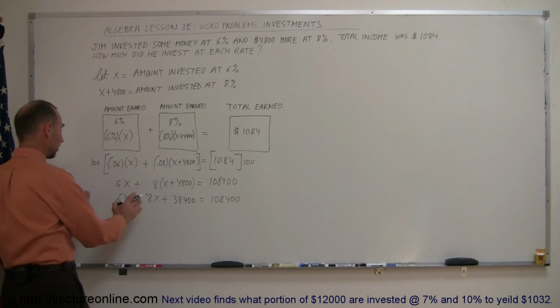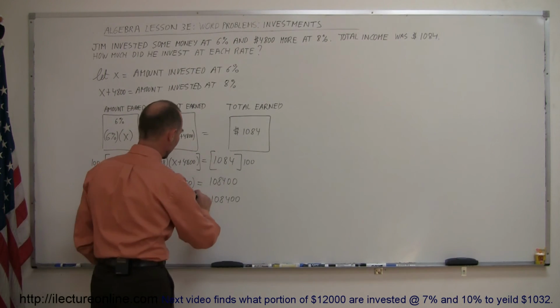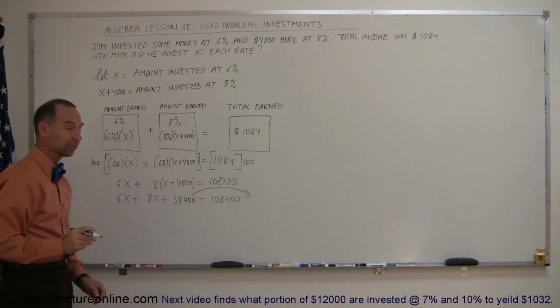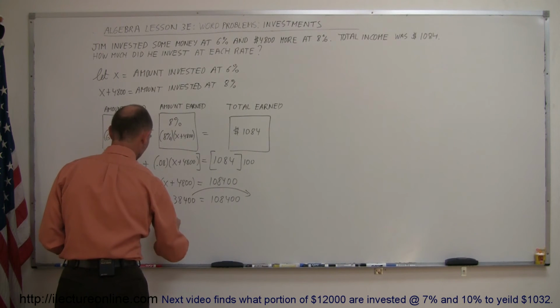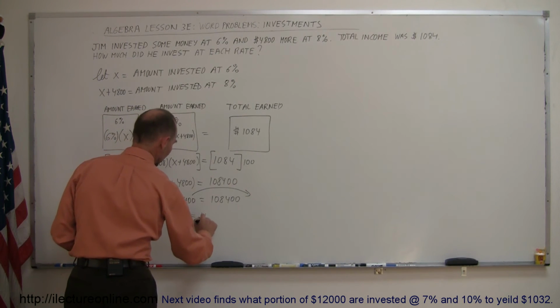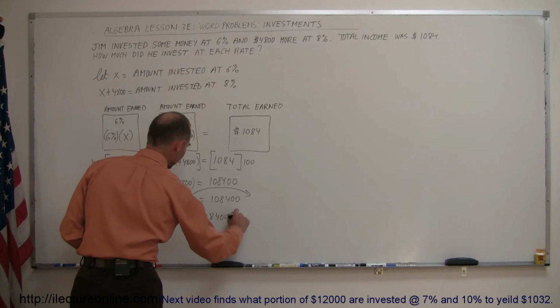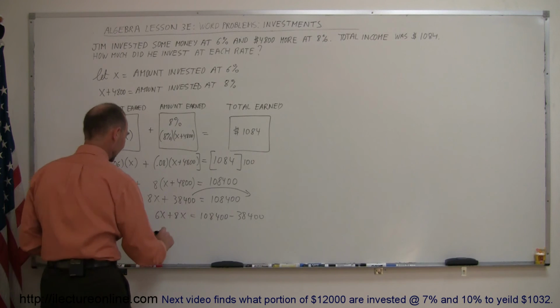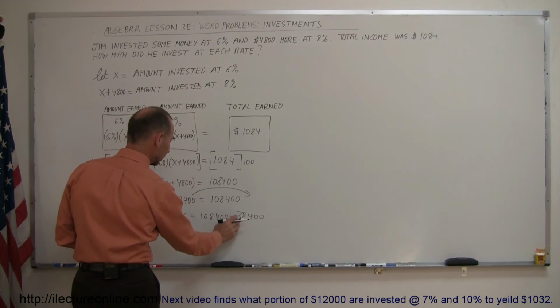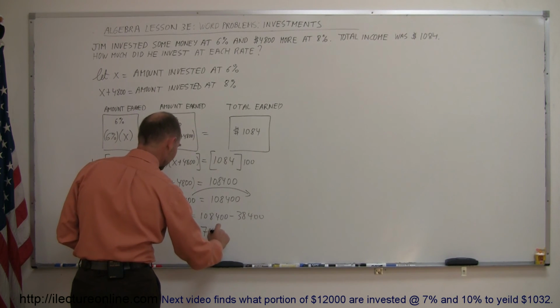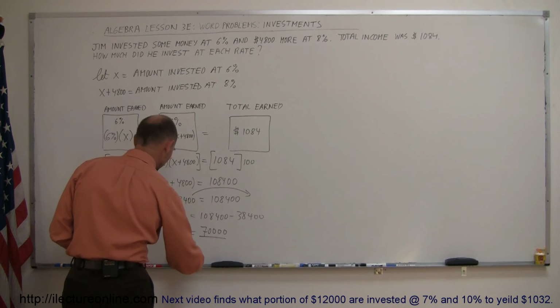All right, next step. All the x's should be on the left side. They already are. And now move all the numbers to the right side, which means this goes to the right side. And of course, I have to change the sign because I crossed the equal sign. So we have 6x plus 8x is equal to 108,400 minus 38,400. 6x plus 8x is 14x. And this minus that, the 400s cancel out, and the 8,000s cancel out. That gives me 70,000.